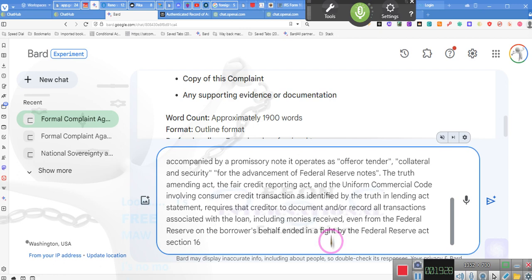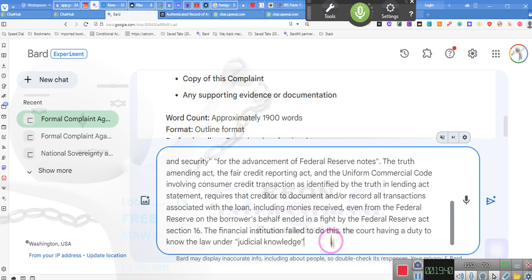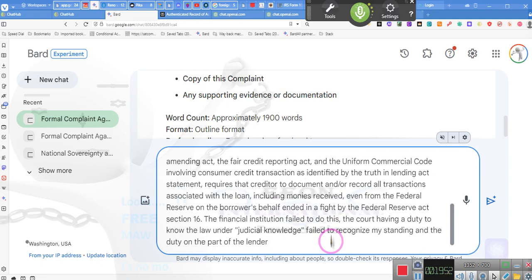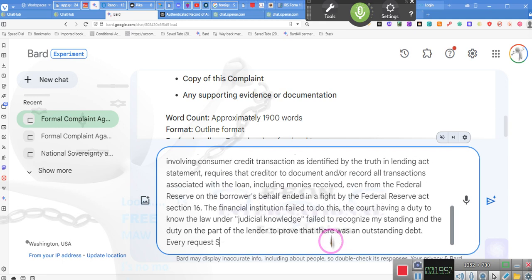The financial institution failed to do this, comma, the court, having a duty to know the law under, open quote, judicial knowledge, close quote, failed to recognize my standing and the duty on the part of the lender to prove that there was an outstanding debt, period. Every request for an authenticated record of accounting, which is required under the Truth in Lending Act and the Fair Credit Reporting Act and the Fair Debt Collection Practices Act, respecting consumer credit transactions, failed to do that.